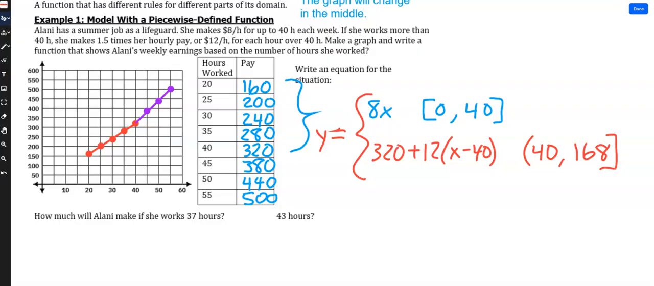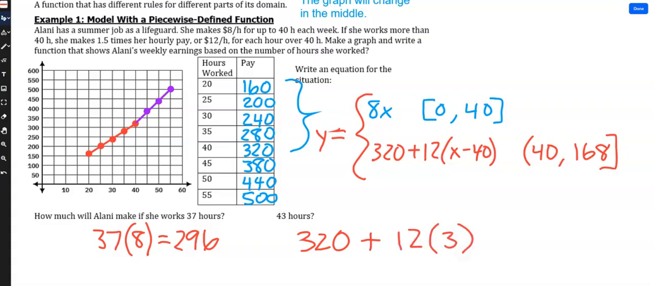How much will Alani make if she works 37 hours? Well, 37 times 8 is $296. Of course, that's before taxes, before the government decides to take a bunch of your money. So with the 43 hours, that's 320 bucks for the first 40 hours. And then three of the hours are above 40, and she makes $12 an hour there. So 320 plus 36 makes 356.